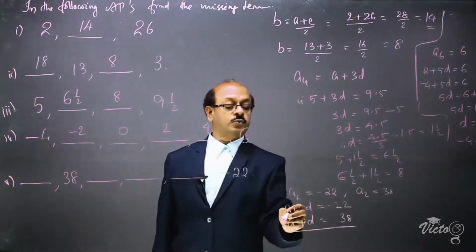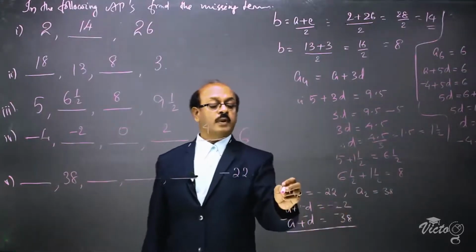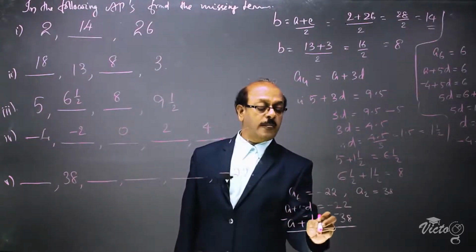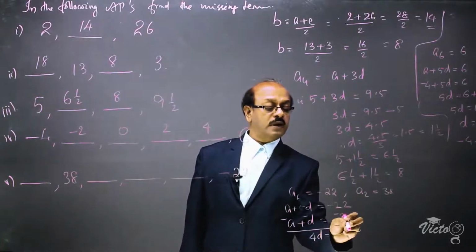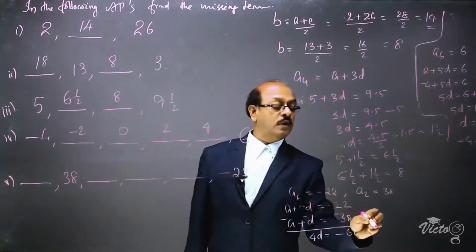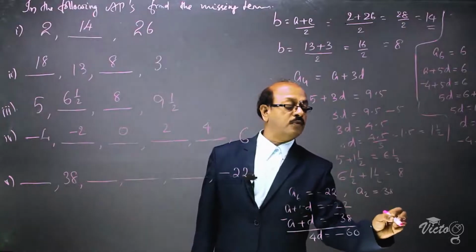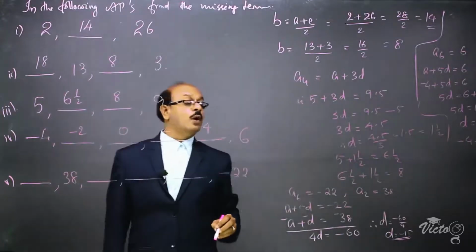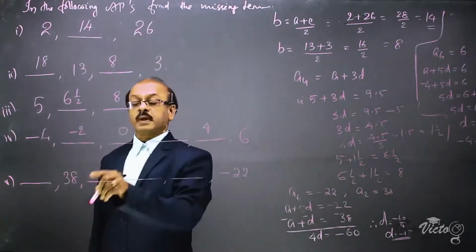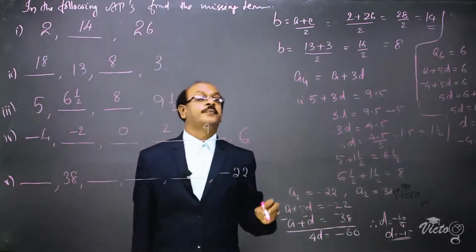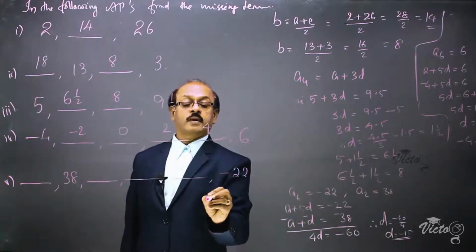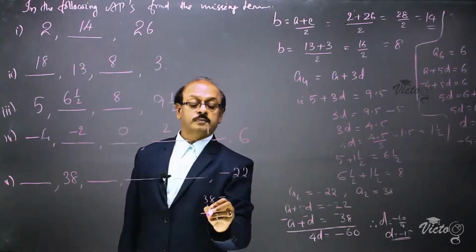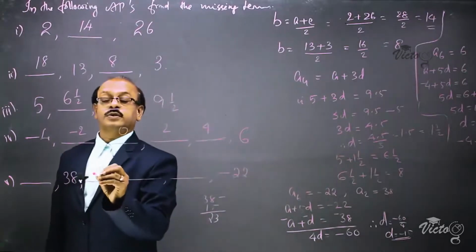We solve these two equations by changing the sign. A and minus A get cancelled. 5D minus D is equal to 4D. 4D is equal to minus 60. Therefore, D is equal to minus 60 by 4, which is minus 15. The common difference is minus 15. So we subtract 15 from 38: 38 minus 15 is equal to 23.